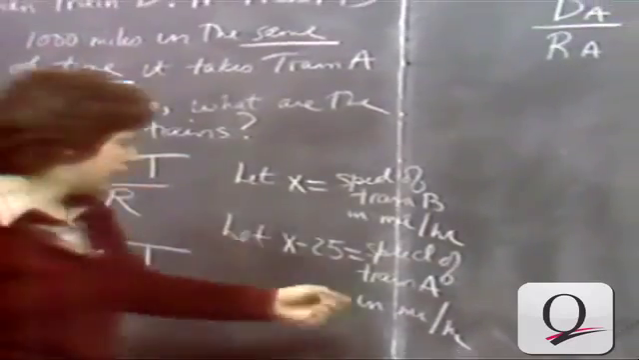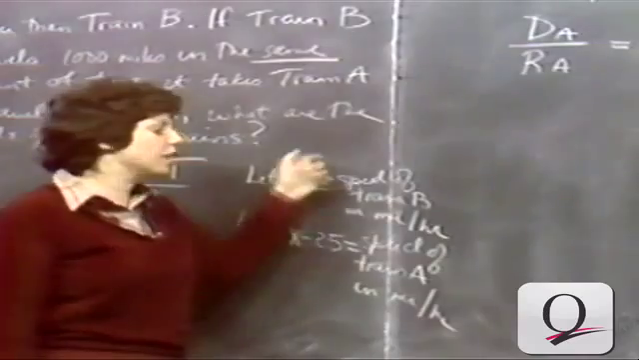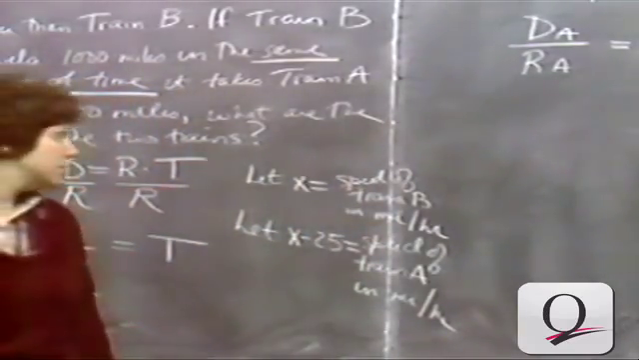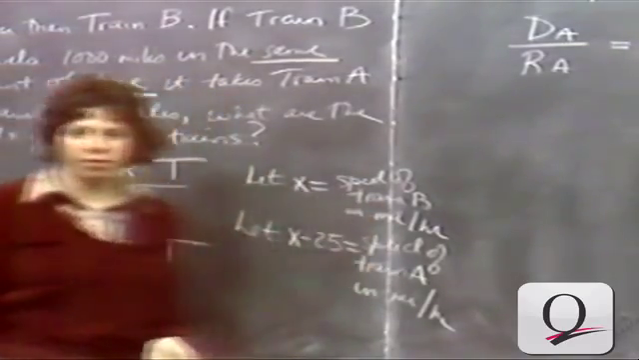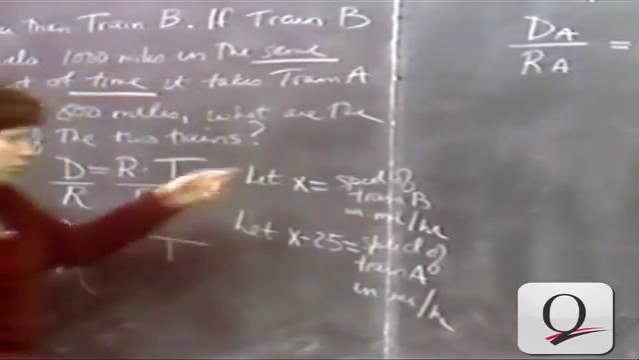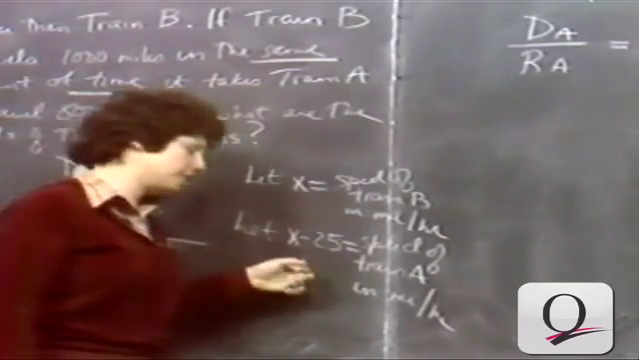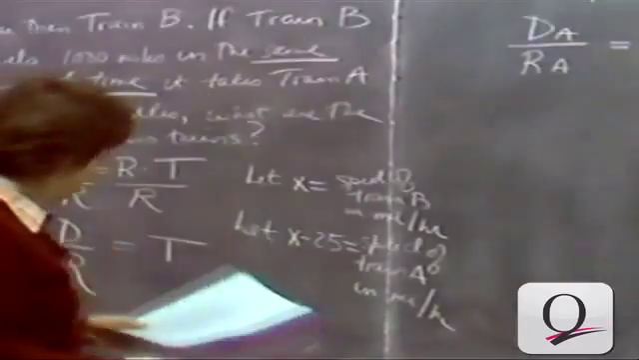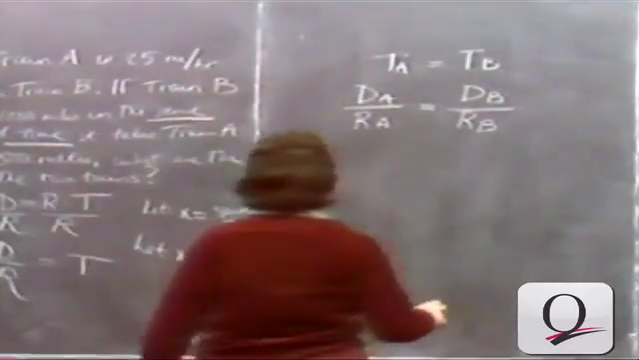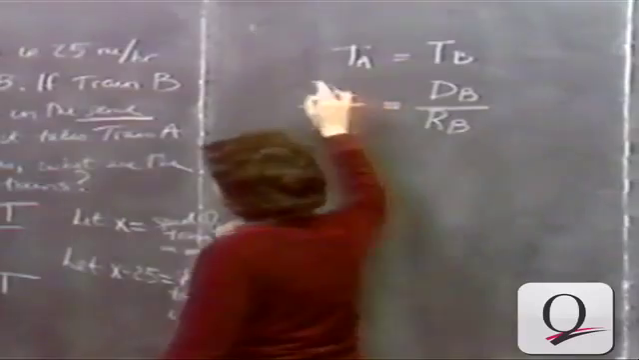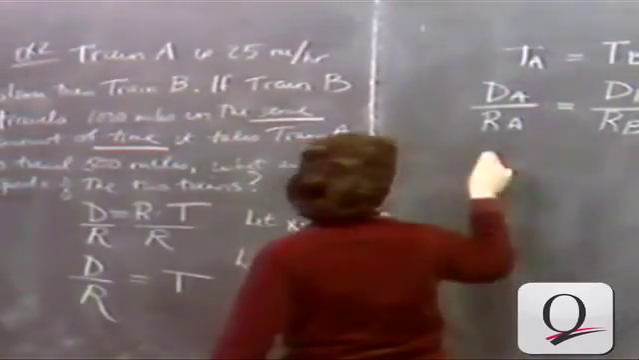Some people start by saying x is the speed of train A, in which case x plus 25 comes out to be the speed of train B. The important thing is that there be a difference of 25 miles per hour in their speeds. Doesn't matter which one you let be x. Either x and x plus 25, or x and x minus 25. So x is the speed of train B, and we're all set to substitute into our equation. The distance traveled by train A over here, train A is traveling 800 miles.